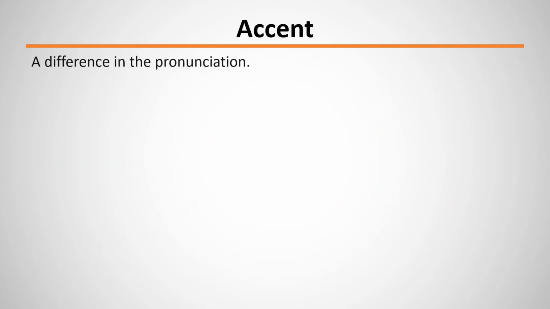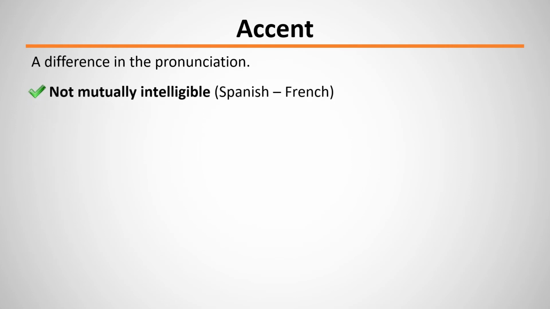An accent, on the other hand, doesn't have many properties. It is simply a difference in the pronunciation. However, we can distinguish two main properties. One, it is not mutually intelligible. That is to say, if we speak Spanish to someone who speaks French, and neither of us has knowledge of each other's language, we might not understand each other. This means it's not mutually intelligible.